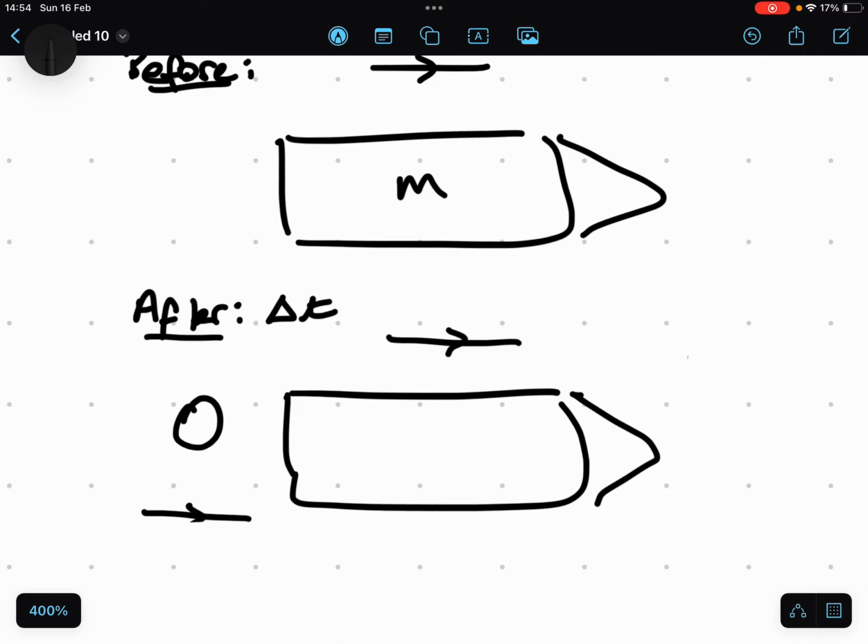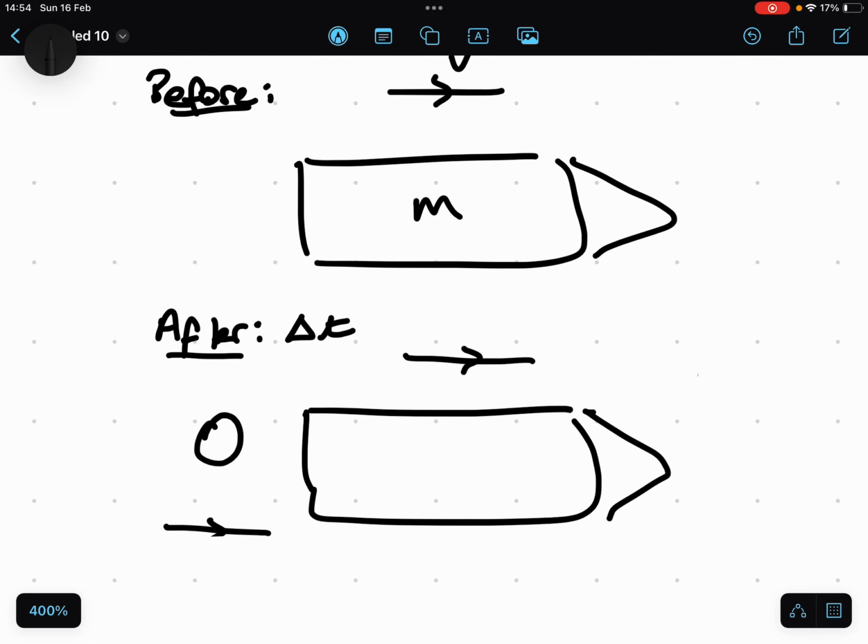After some little change in time, we'd expect our velocity to increase, right? That's what a rocket should do. And the mass, because we've expelled some mass, should decrease. And we're just going to call these delta m and delta v, just a small little change.